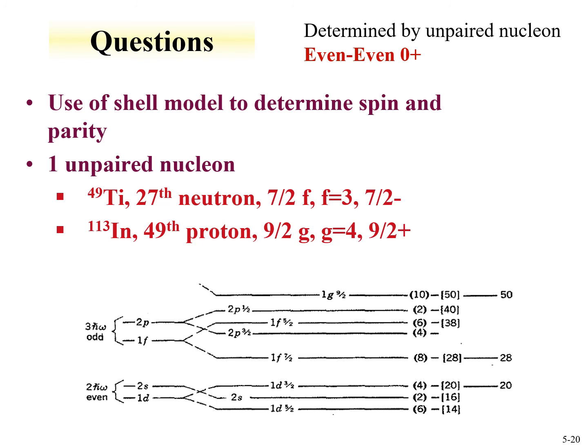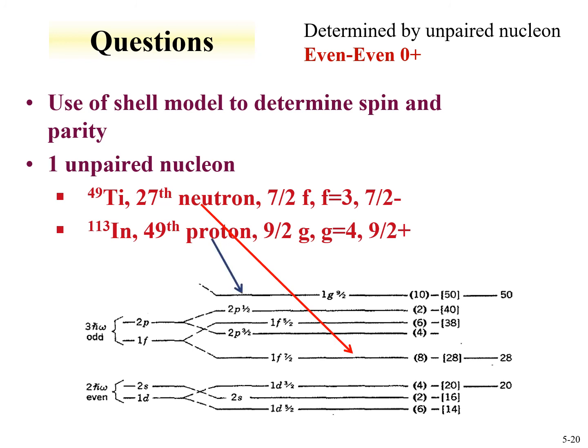An example, titanium-49. The 27th neutron is the unpaired neutron, and in the shell model that lives here in this shell, which is the F7 halves, so the spin is 7 halves, F is 3, that is odd, so the spin is 7 halves and the parity is minus. If you examine the chart of the nuclides, you'll find that titanium-49 is indeed 7 halves minus.